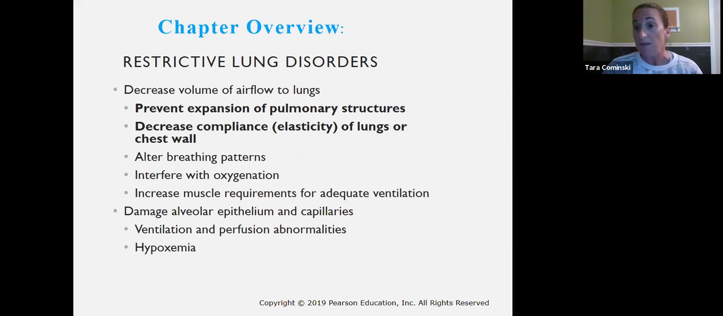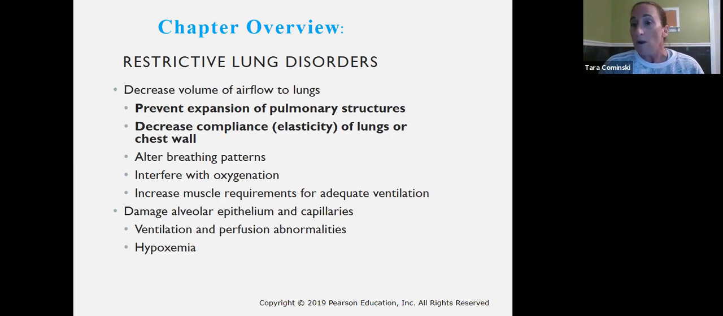You'll have rapid, shallow breaths. Why? You can't fill your lungs all the way. And so to try to compensate for that, you need to increase the respiratory rate, and the breaths are going to be shallow because you're not able to fill those lungs all the way. Okay. Obviously, this is going to interfere with oxygenation. It will increase the amount of energy requirements, the amount of muscle requirements that are needed to get adequate ventilation.